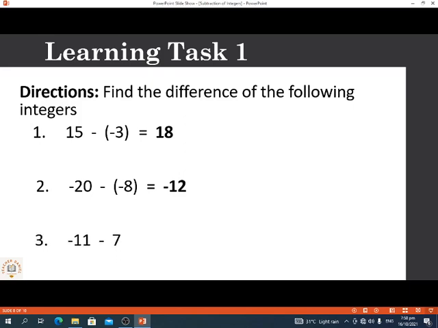Number 3, negative 11 minus 7. Very good. The answer is negative 18. Number 4, 5 minus negative 5. Correct. The answer is positive 10. And last, negative 10 minus negative 10. Very good. The answer is 0. Great job, class.